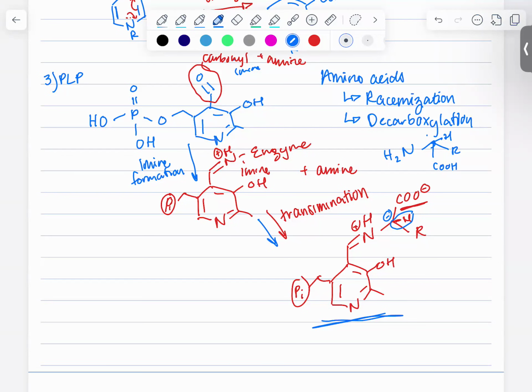So the final step here. It won't do the chemistry we care about until after it has already done the imine formation to the enzyme and the transamination to the amino acid pair. We need to know it for the reaction that happens after this.